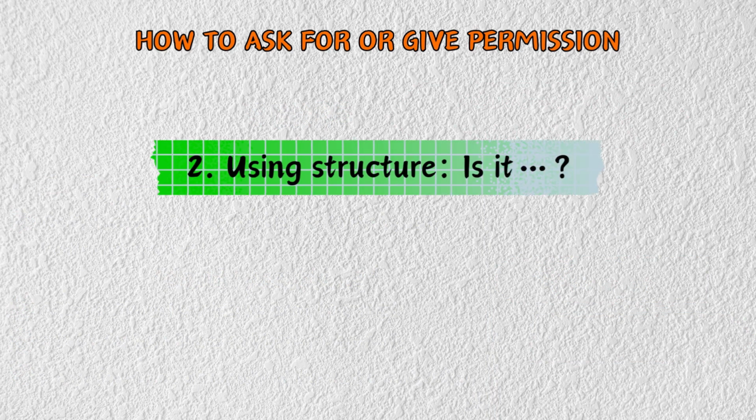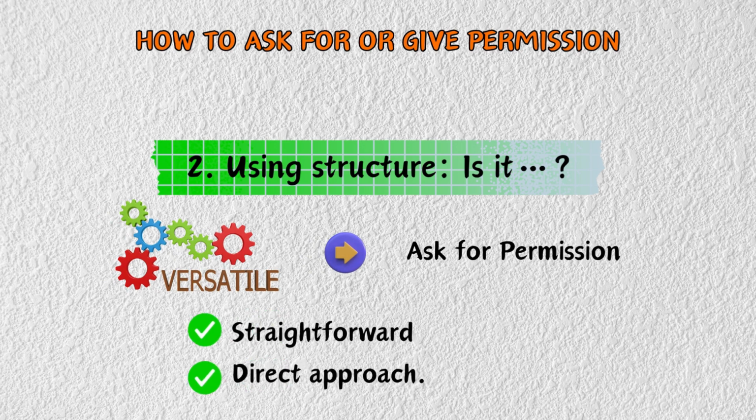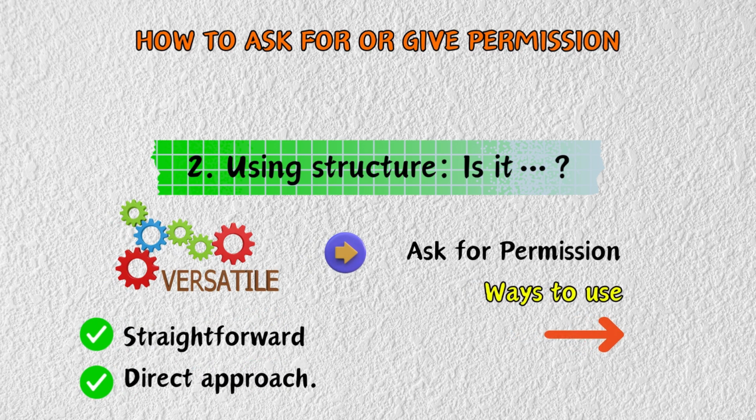Number 2, using the "is it" structure. The structure is a versatile way to ask for permission in English. It's a straightforward and direct approach. Here are various ways to use this structure along with detailed examples.